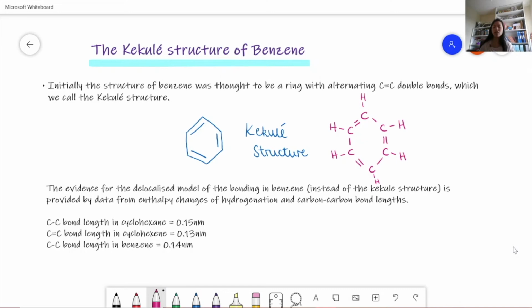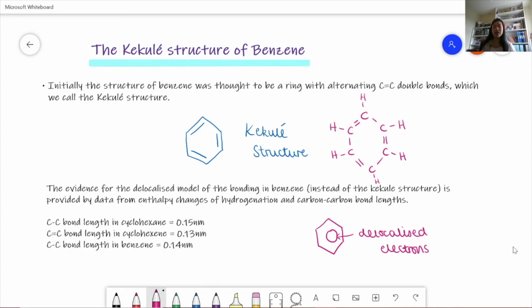And the evidence for the delocalized model of the bonding in benzene, so the one we've seen, which is this one, where we have one electron from each carbon being delocalized and the p orbitals overlapping to form this area of delocalization in the middle. The evidence that we have for this model, instead of the Kekulé structure, is provided by data from enthalpy changes of hydrogenation and carbon-carbon bond length.